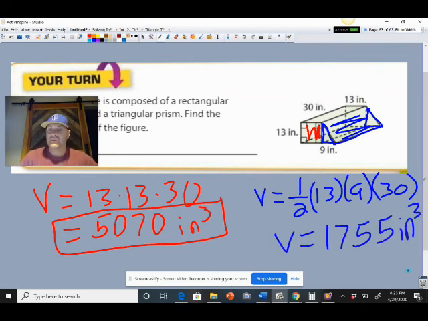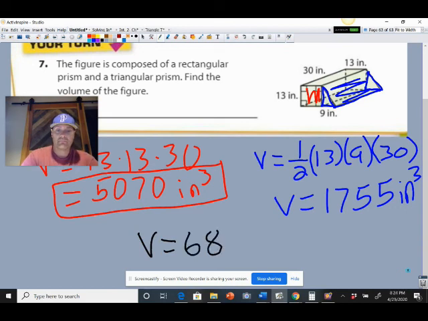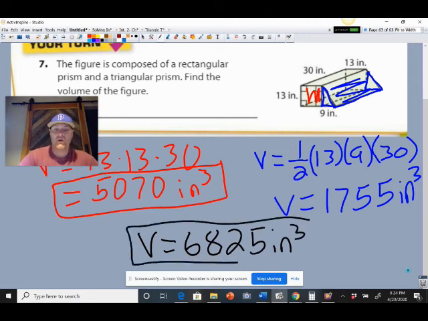And the last thing I have to do is just add them all up, and that's how you find the total composite volume of this. So we've got 1755, and I'm going to add 5,070 to that, and I'm going to get a total composite volume of 6825 inches cubed. So if you know how to find volume, you can find composite volume. It's just the same thing. You just have multiple ones that you have to put together now to find the total volume. Okay, hopefully that helps, and I will see you guys later.